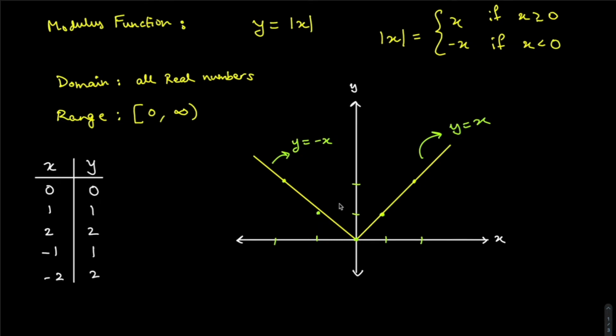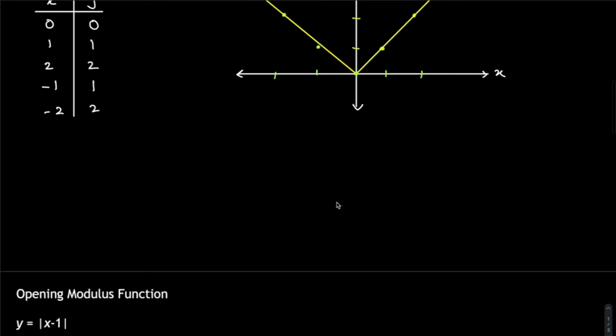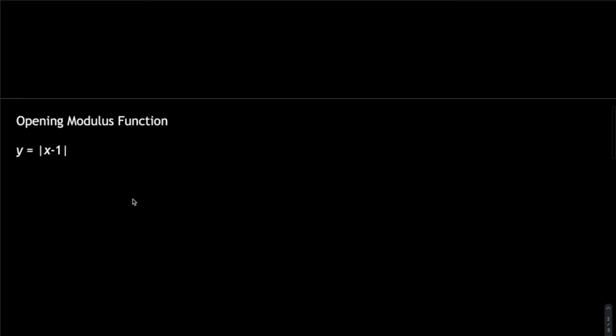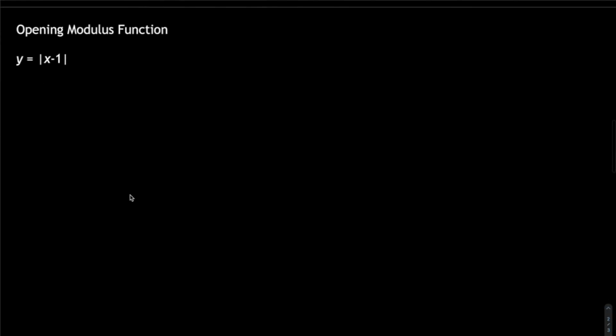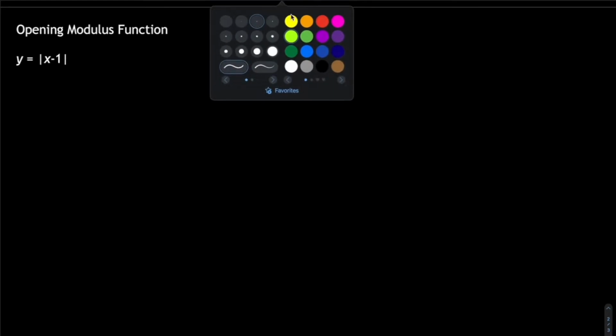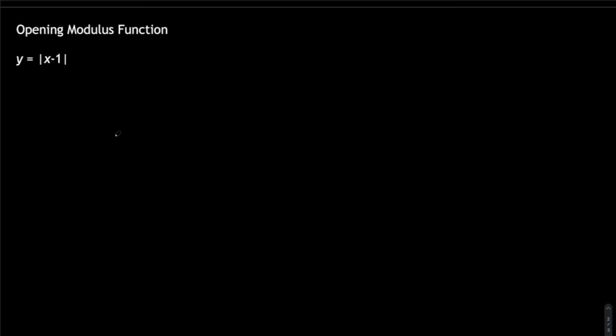So we can look at an example right here. I've separated this part. It's called the opening modulus function. So let's take a look at this part right here. So we have y is equal to modulus of x minus 1. Let's break this apart using the same concept that we learned before. So we know that f of x is equal to modulus of x minus 1. Let me write it a little bit more neatly. So I'm gonna break this again into piecewise functions.